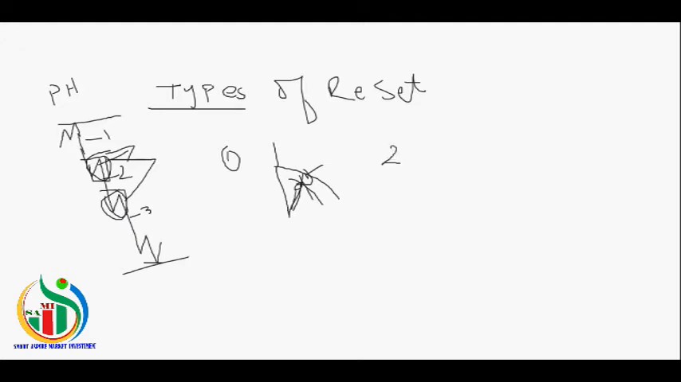Then we have type 2. In type 2, the market after dropping will not go up, but will start consolidating and going down, forming a channel, before it then drops. Then type 3.